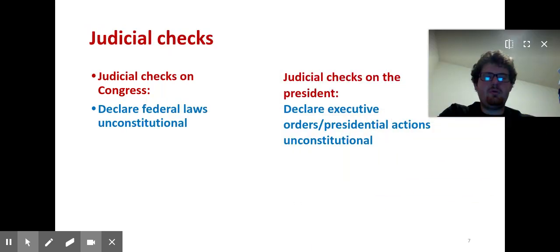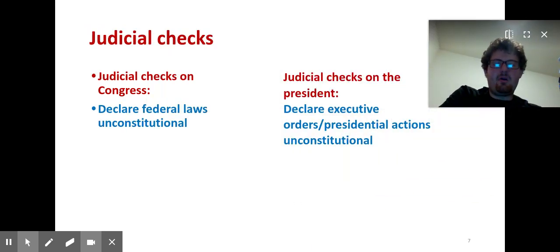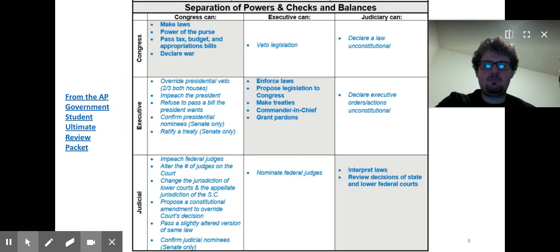All right. Judicial checks. There are much fewer, but man, are they big. They have the ability to declare federal laws unconstitutional. On the same note, they do the same thing to presidents and their executive orders. And the Supreme Court doesn't have many other powers. That is the bulk of its power. But when you really think about how big of one it is, it doesn't need other checks.